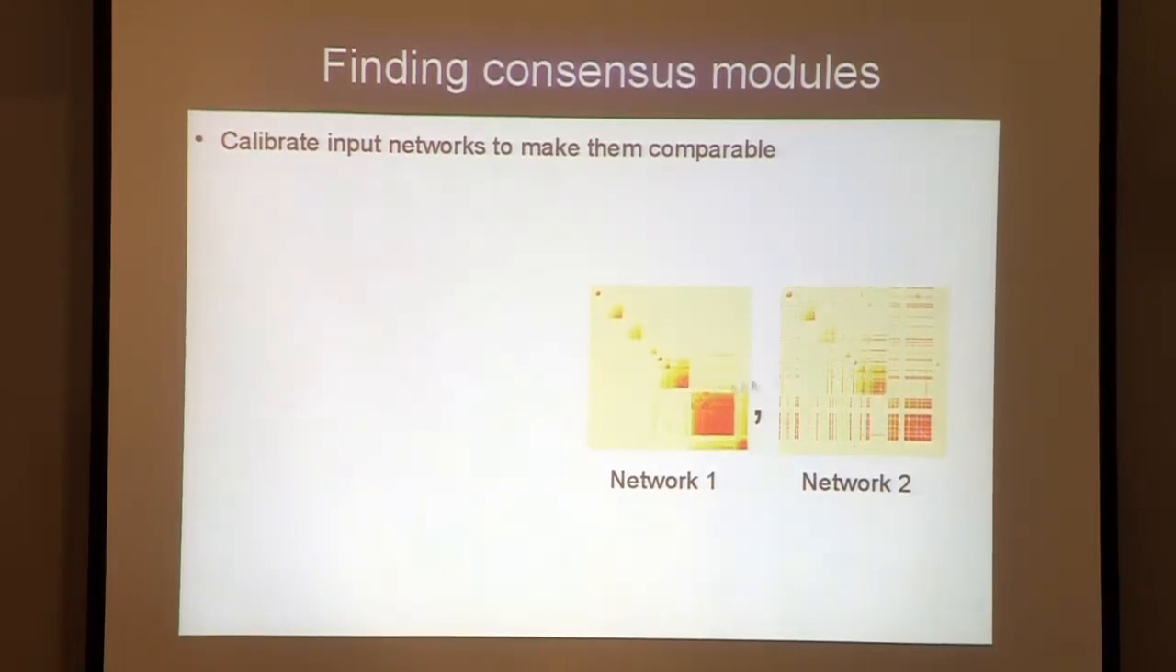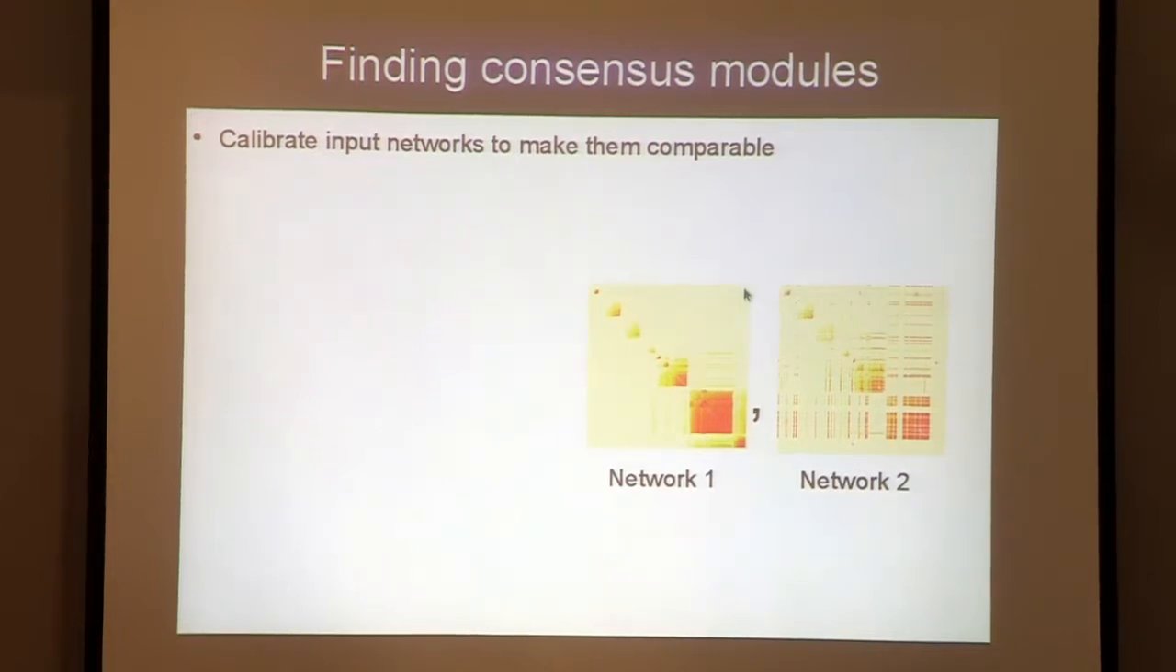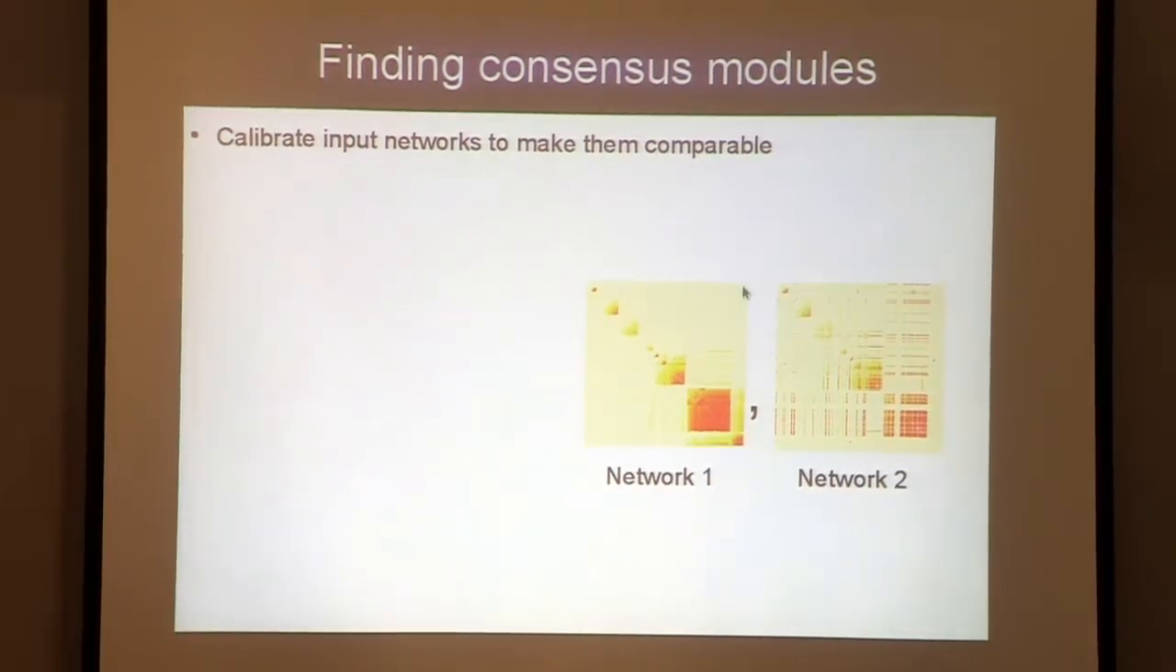And so you take two networks, and it's important that the genes, namely the rows and the columns of the matrix, are the same in the two networks. But the connection strengths are different in general. You take these two, and the first step is to calibrate them. And this is, again, an advantage of weighted networks, that making networks comparable or calibrating them is a relatively simple task.